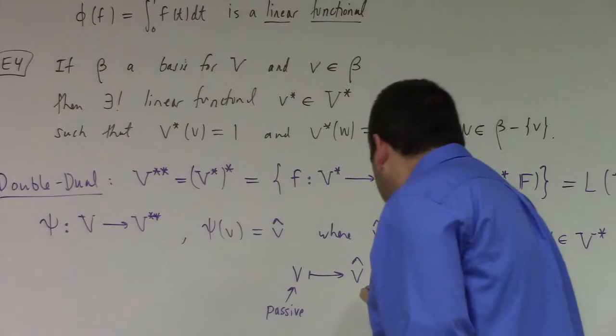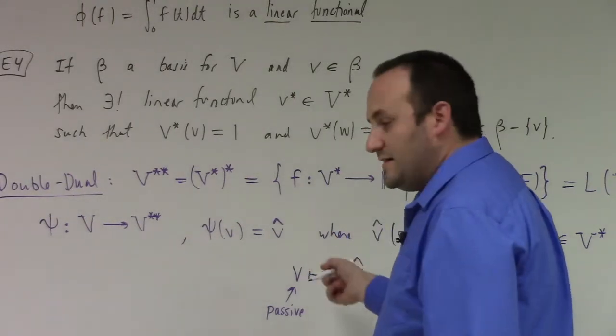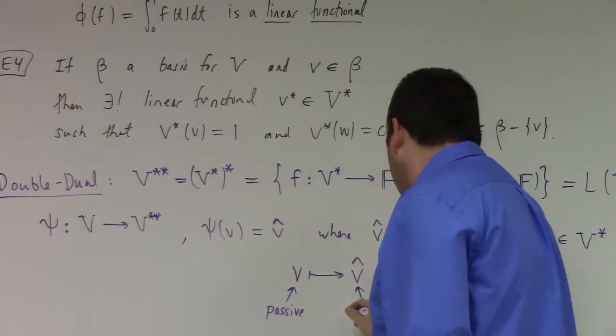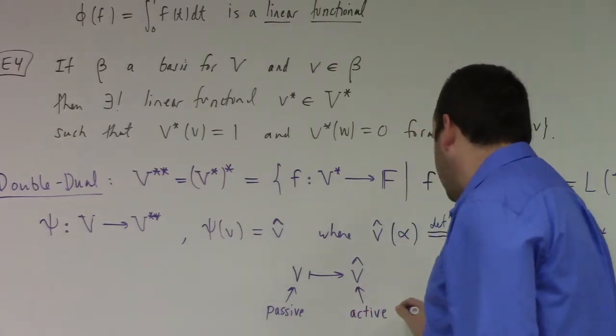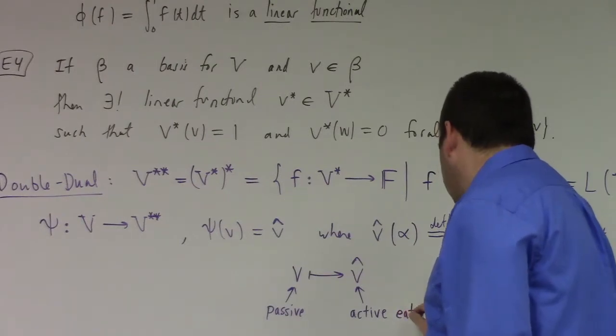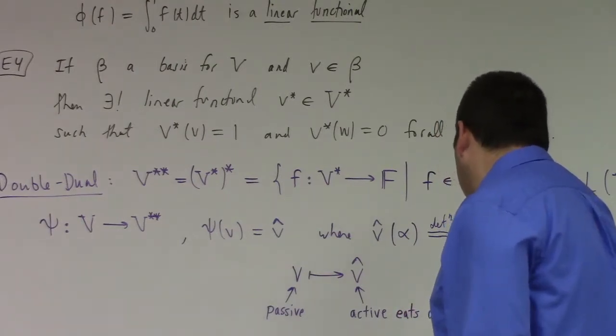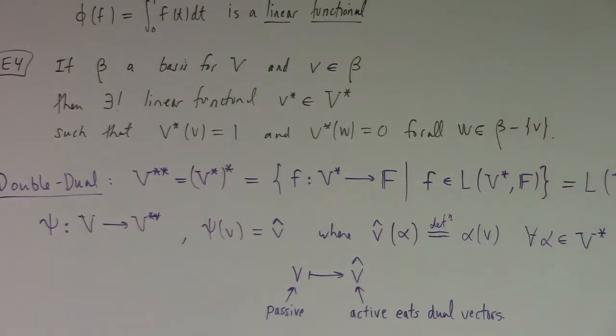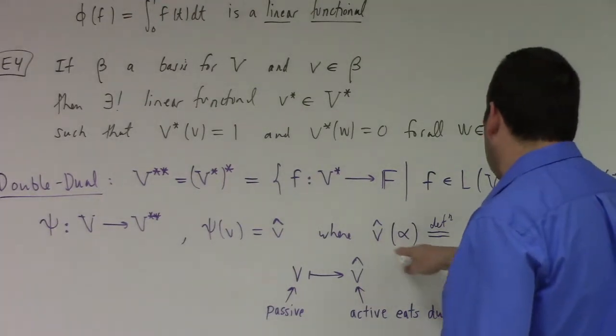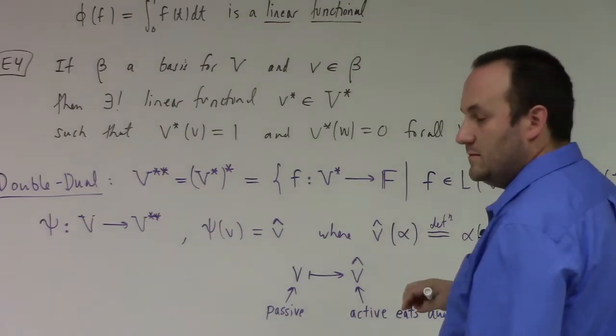On the flip side, this v hat, which is naturally associated to v by this rule here, is something active, right? So a double dual vector acts, or it eats dual vectors. It eats covectors and spits back numbers. We use this in the construction of formulas. All right? What's above that equal sign? The v hat of alpha equals alpha of v. Oh, this definition. This is really the definition of v hat.